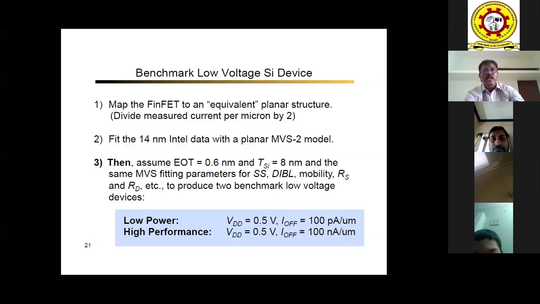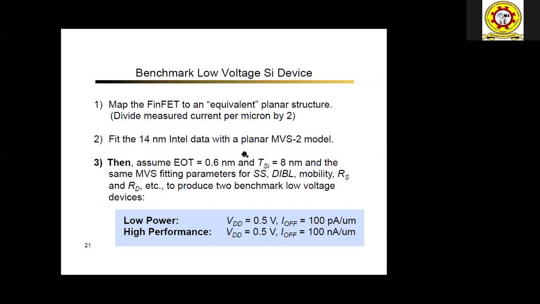Okay, so what do you do? I'm talking suddenly about a FinFET, right? FinFET is no more a planar device. It's actually a vertical platform, right? So now, if you are working on a planar device platform, can I still use these conventional benchmark models to assess my work? Yes, it can be done. They have given one method for that. Map the FinFET to an equivalent planar structure, then divide the measured current per micron by 2, because that is a vertical structure, right? Then fit the 14 nanometer Intel data with a planar model, then you can start benchmarking the models.